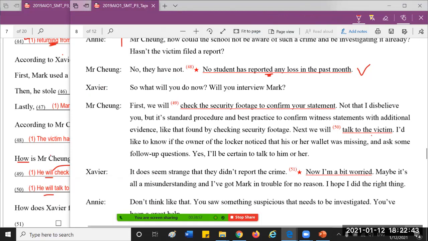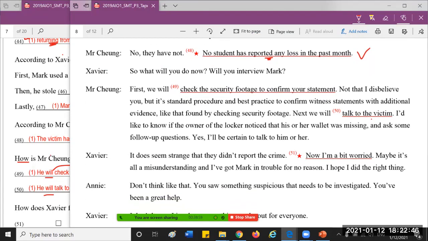Where can we find the answer? Let's have a look. Here, check the security footage. Do you know how to spell security footage? Okay, confirm your statements. Do you know how to spell statement? Is one word. Footage here. All right, and then next we'll talk to the victim.